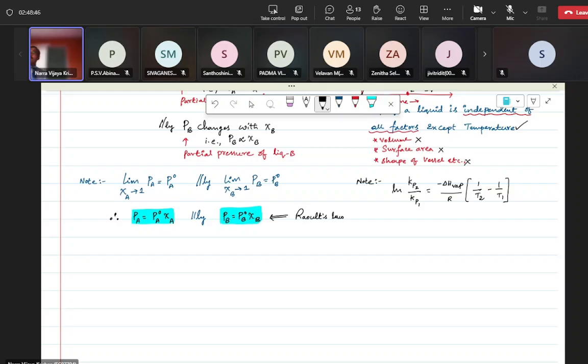Now, what is the total pressure P equal to? Therefore, P of solution is equal to PA naught XA plus PB naught XB. Accepted? Pressure of A plus pressure of B. Pressure of A is PA naught into XA, pressure of B is PB naught into XB. This is Raoult's law for solution. This is Raoult's law for liquid B, this is Raoult's law for liquid A, and this is Raoult's law for the mixture of A and B. This is also obtained from these two only, na? Any questions?